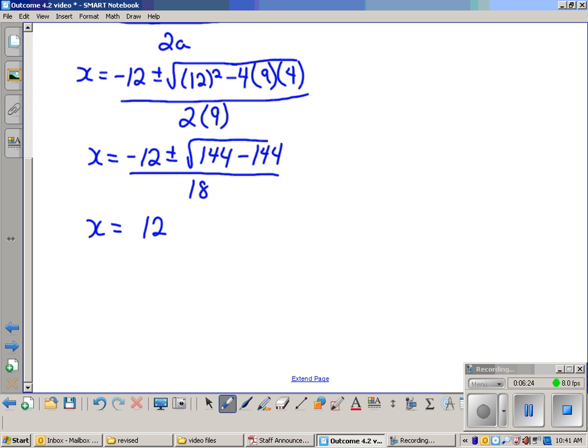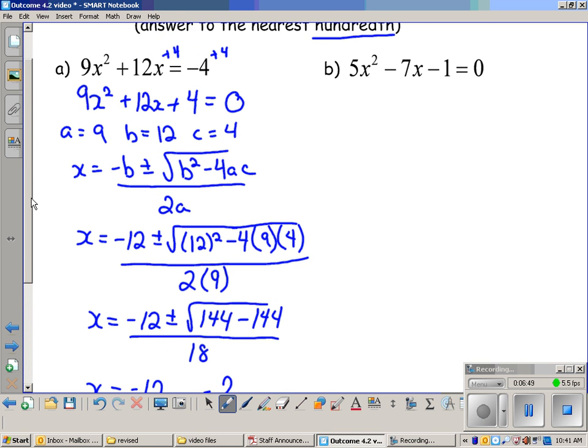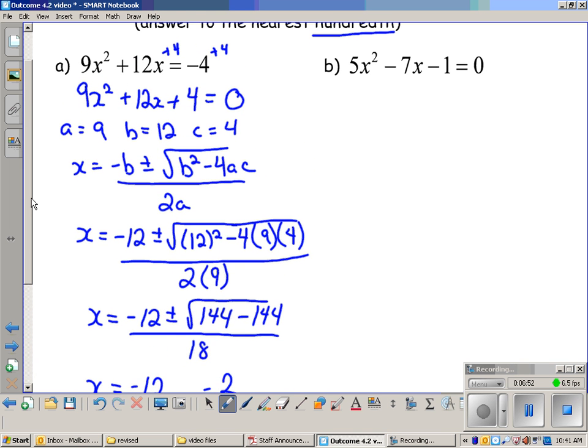And so I have negative 12 over 18, which can be simplified to negative 2 over 3, or to the nearest hundredth, x would be equal to negative 0.67. Let's go back up to the top and have a look at that other example. This one is written in standard form, so I can see that a is 5, b is negative 7. Sorry, let's try that again.